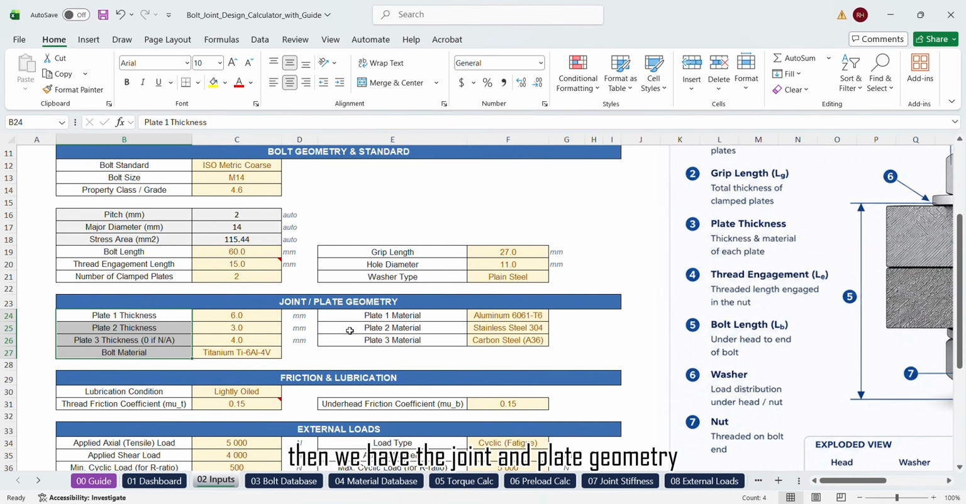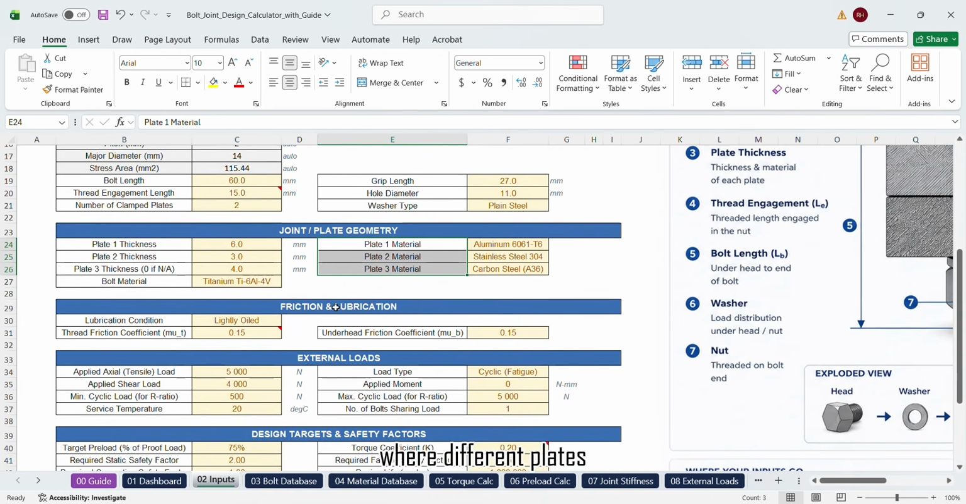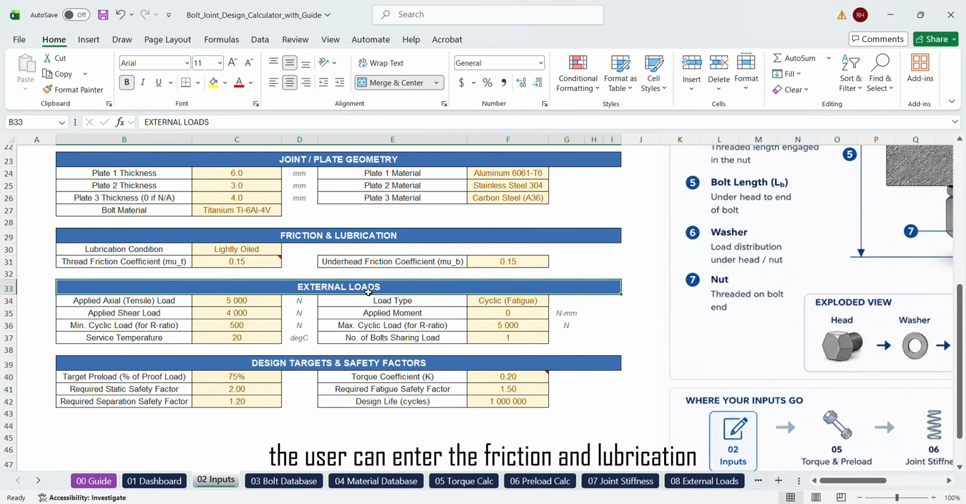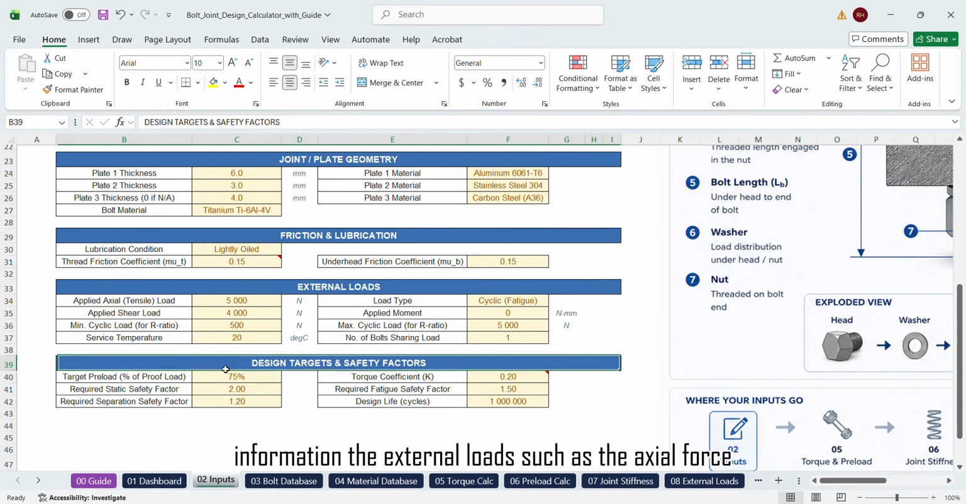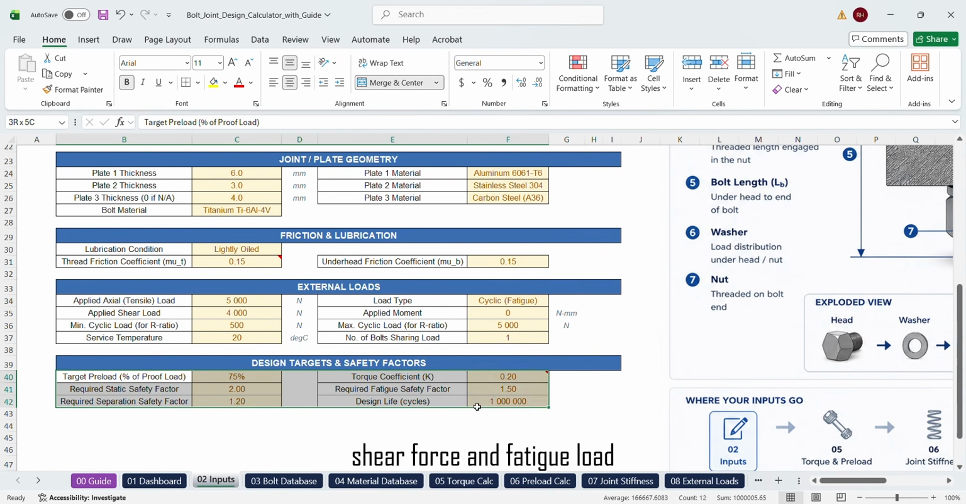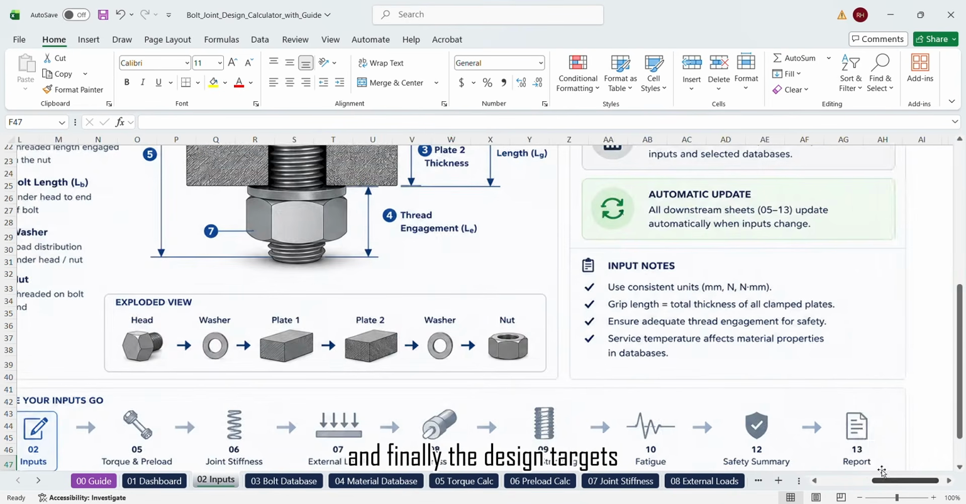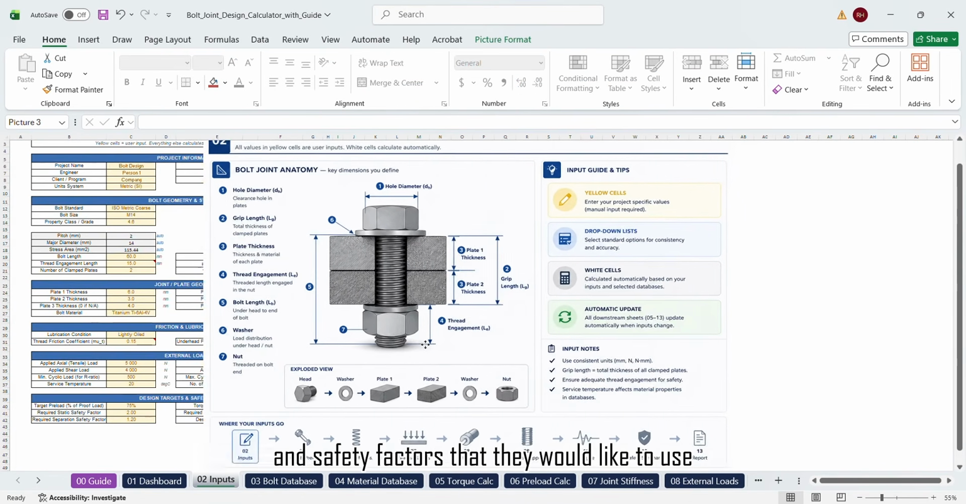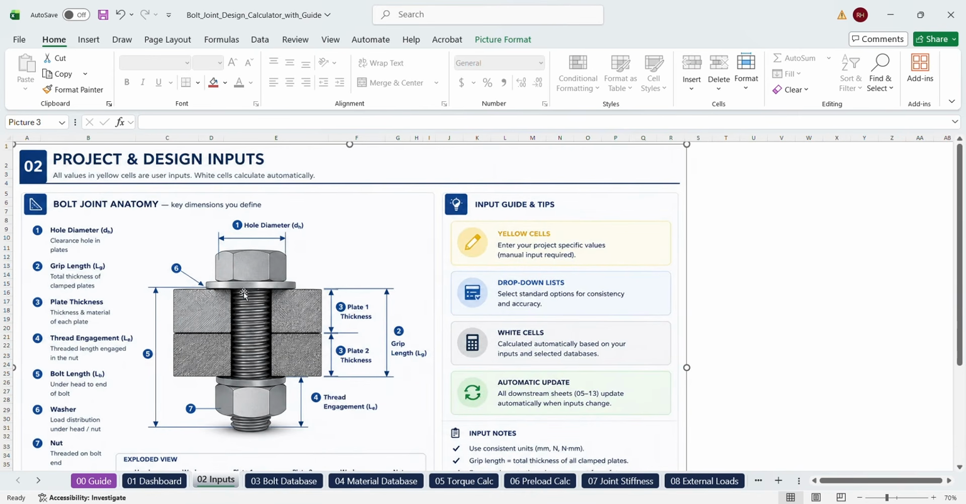Then we have the joint and plate geometry, where different plates and different plate materials can be selected. Additionally, the user can enter the friction and lubrication information, the external loads such as the axial force, shear force, and fatigue load, and finally the design targets and safety factors that they would like to use.